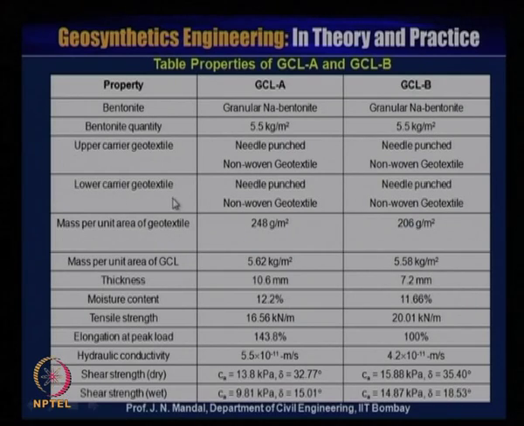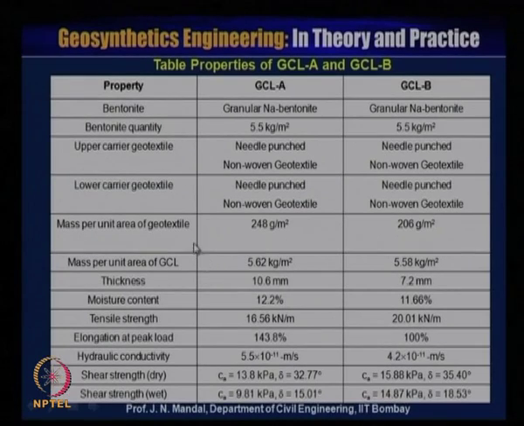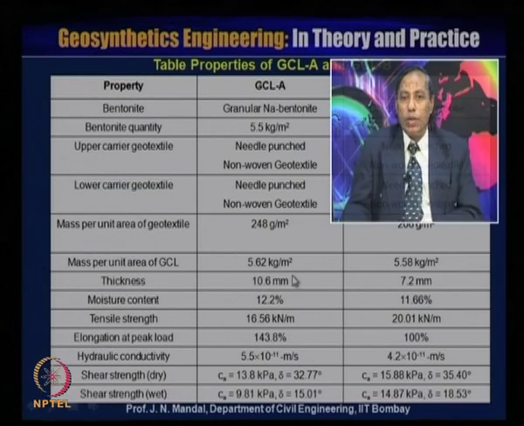This is the lower carrier geotextile, needle punch non-woven geotextile material, but the mass per unit area for GCL A is 248 gram per meter square and for GCL B is 206 gram per meter square. The mass per unit area of the geosynthetic clay liner is 5.62 kg per meter square for GCL A and 5.58 kg per meter square for GCL B. Thickness is 10.6 millimeter, and for GCL B 7.2 millimeter.